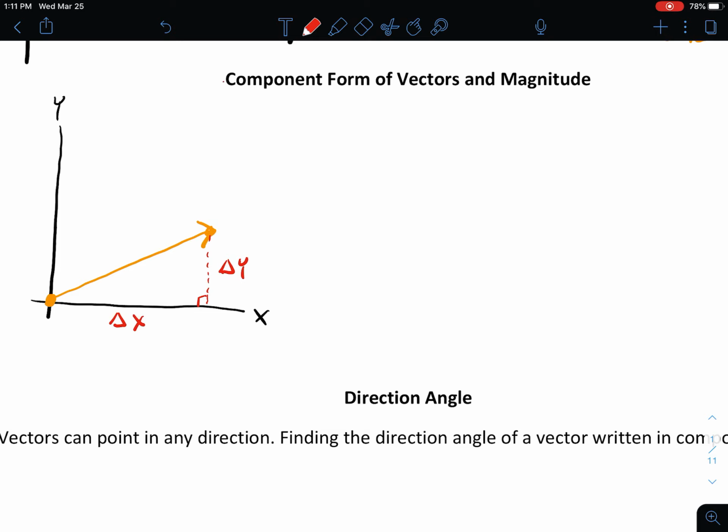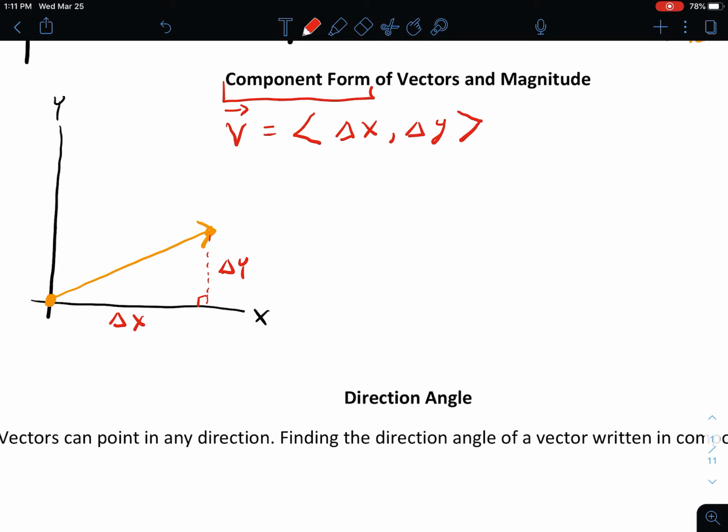Now, the component form of a vector, I'm going to call this vector v, is nothing more than writing the vector in terms of the change in x by the change in y. It almost looks like a coordinate, but it's not representing a coordinate. It's representing change along the horizontal and change vertically.